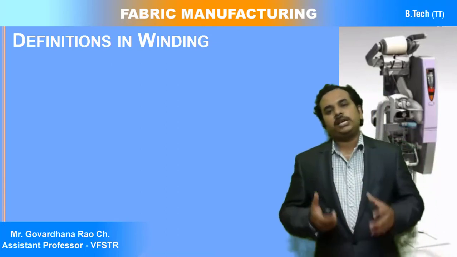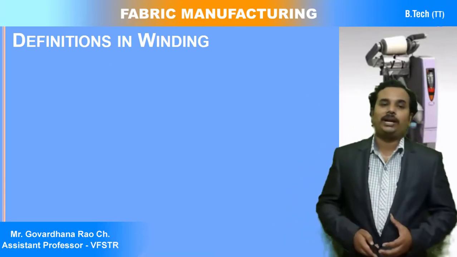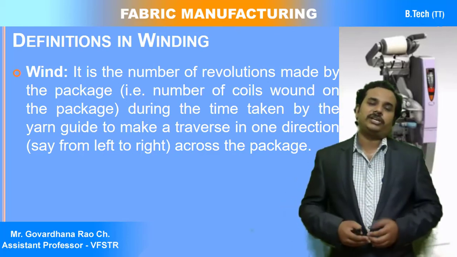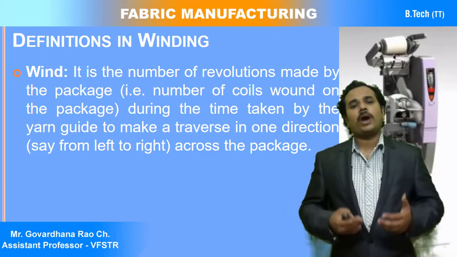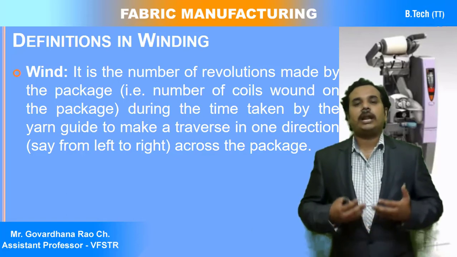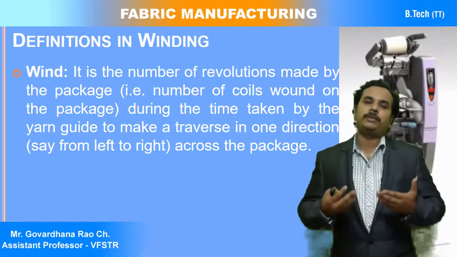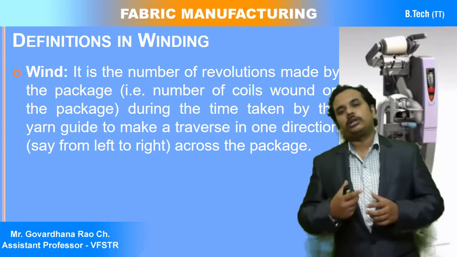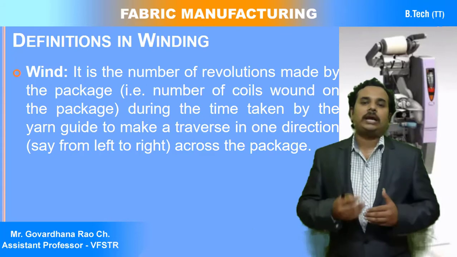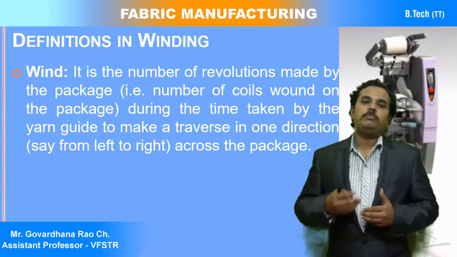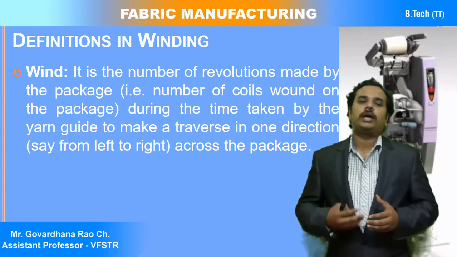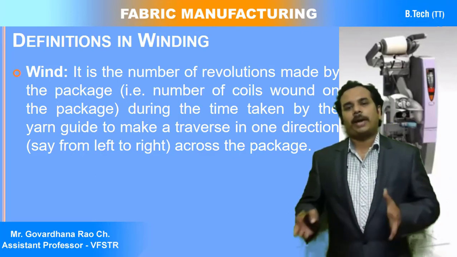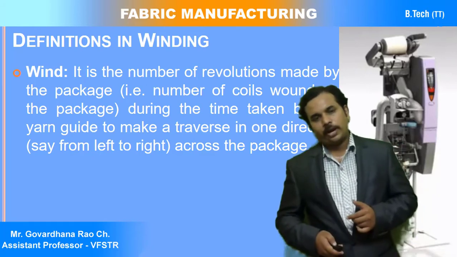So we will see what exactly the winding definitions are. There are some terms and definitions. What is exactly a wind? It is the number of revolutions made by the package, that is, the number of coils wound on the package during the time taken by the yarn guide to make a traverse in one direction, say from left to right across the package. That is called the wind.